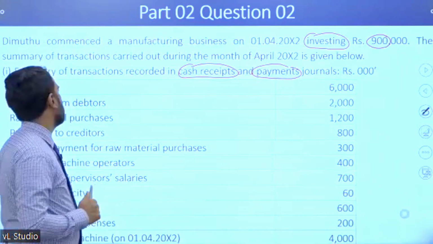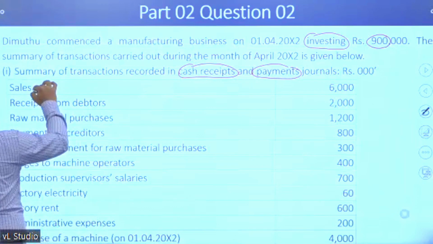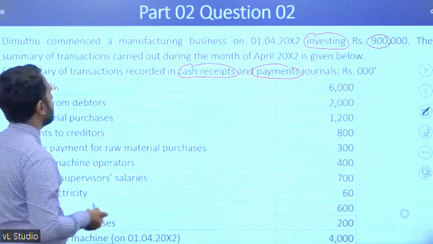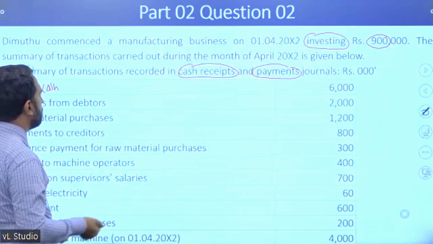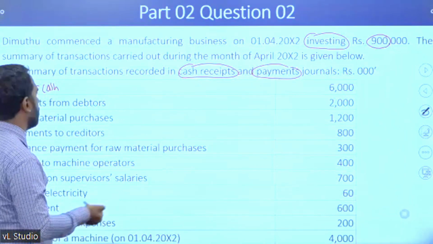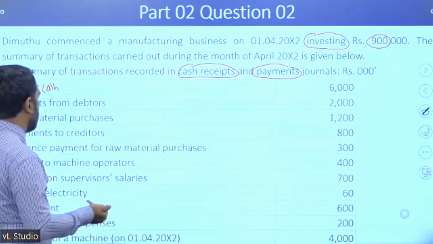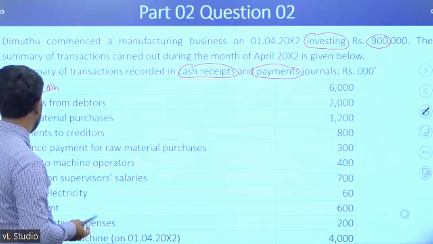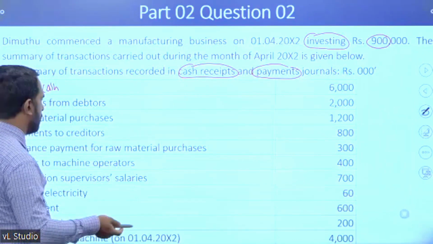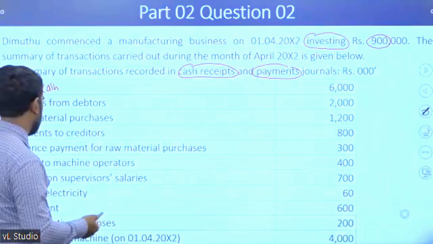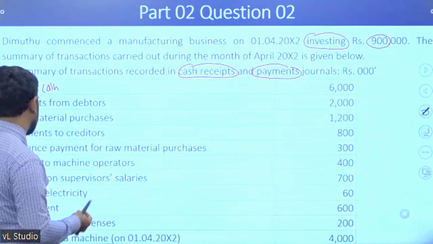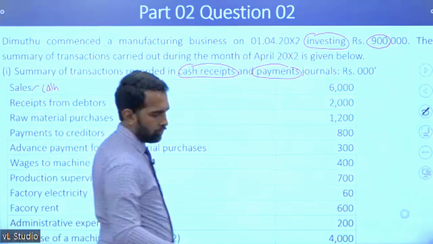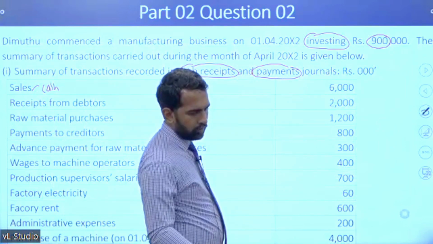We have the sales. So obviously it's a cash sale. 6,000. Receipts from the debtor, 2,000. Raw material purchase, 1,200. Payment to the creditor, 800. Advance payment for the raw material purchases, 300. Wages to machine operators, 400. Production supervisor salary, 700. Factory electricity, 60. Factory rent, 600. Administration expenses, 200. Purchase of a machine on 1st of April, 4,000. Okay. Right.